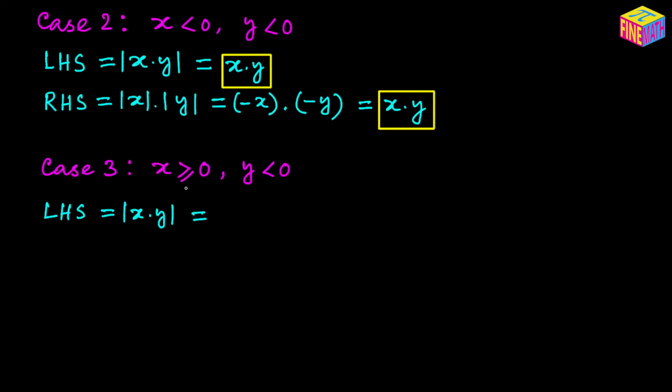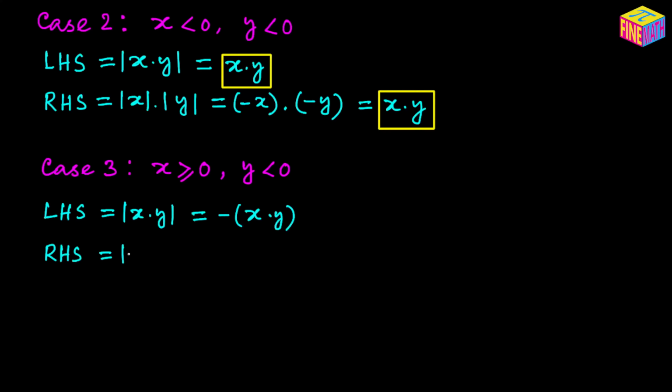Now in this case, if we have a non-negative number and a negative number, their product will be negative. That means x times y in this case is a negative number. And because it is a negative number, it is going to come out of the modulus with a negative sign, like this. So now let's take a look at the right hand side.